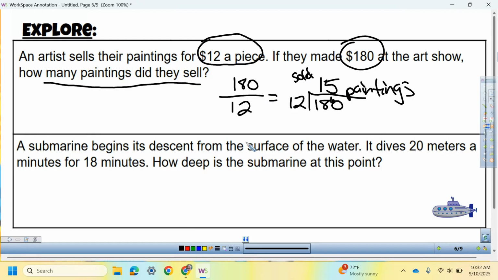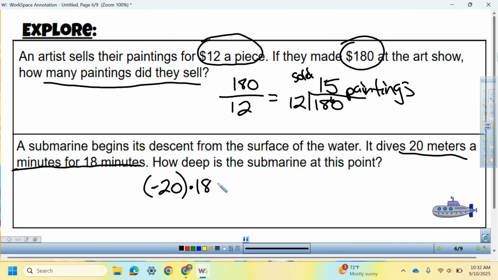Submarine begins its descent from the surface of the water. It dives 20 meters a minute. Well, if it's diving below the surface, that means it's going to go negative 20 every minute. And it says it went for 18 minutes. So negative 20 plus negative 20 plus negative 20 plus negative 20 plus negative 20 plus negative 20 plus negative 20. I would rather multiply also.